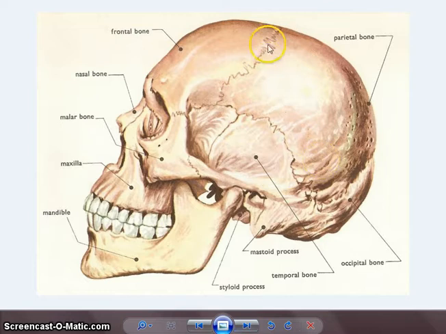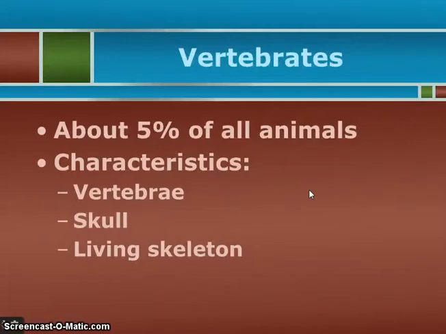And we see our skull here. Here's the growth plates of our skull where our skull has grown together. The purpose of the skull is to protect the brain. So if we look at the characteristics of a vertebrate animal, number one, they have vertebrae protecting the spinal column. Number two, they have a skull, and that skull is serving to protect the brain.